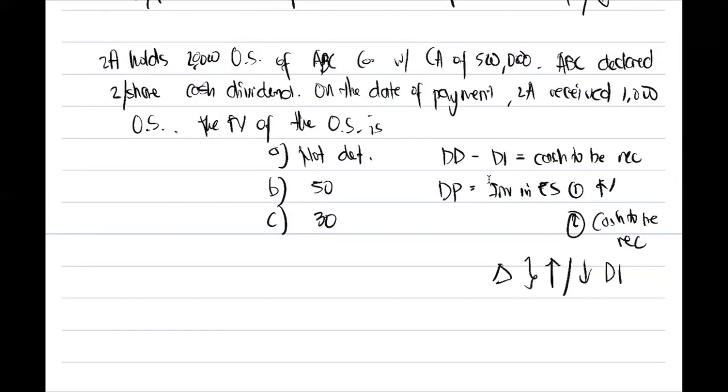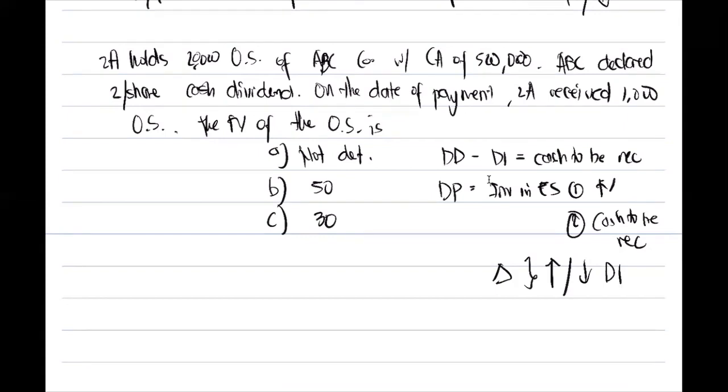So yun lang yung kailangan nating tandaan dyan. Date of declaration, you record dividend income equal to the cash to be received. On the date of payment, you measure your investment in equity securities at fair value or at the amount of cash to be received. And any changes on the fair value and the cash to be received will either increase or decrease the amount of our dividend income.